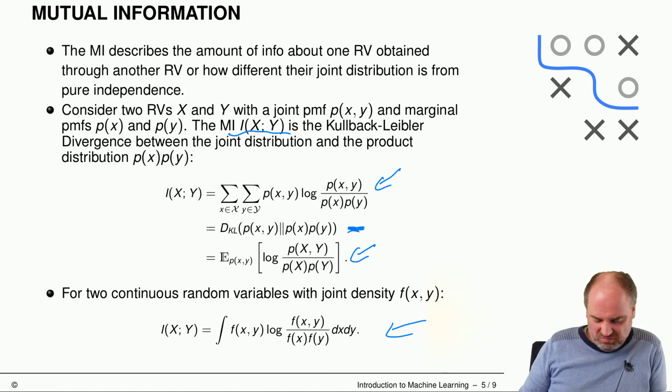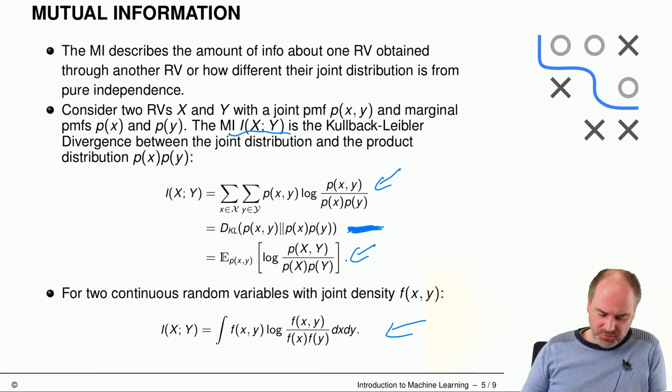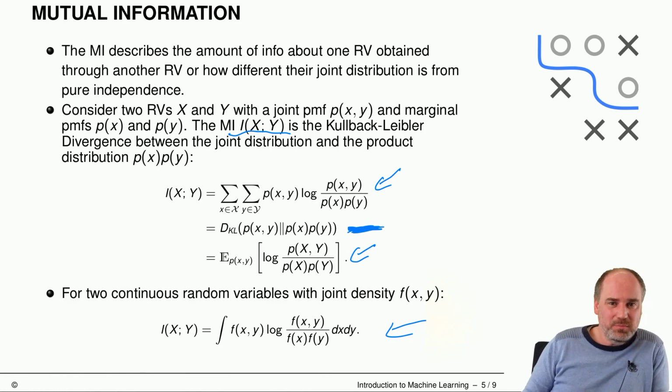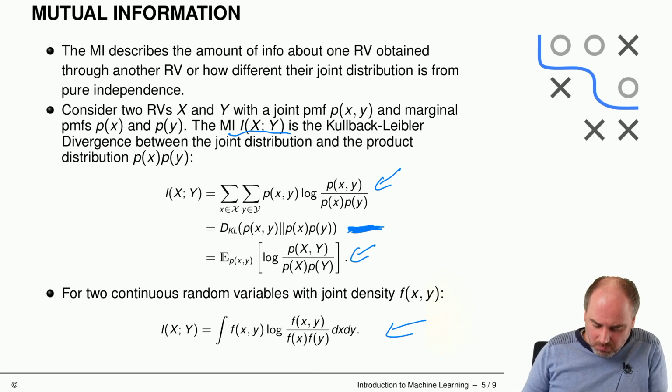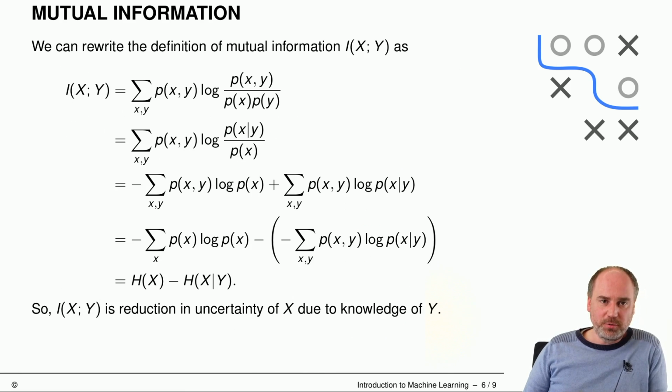So I guess this here should hopefully make sense. This is the distance between the general joint case and the factorizing case of pure independence. So measuring this distance from independence is something reasonable, but I guess it's a good idea if we now derive a couple more properties.